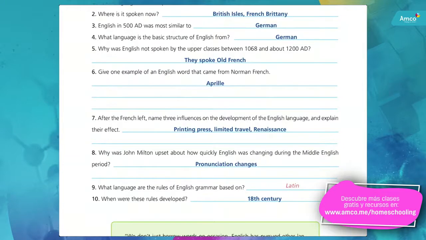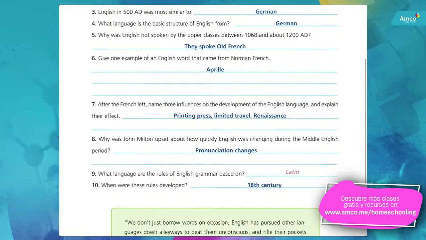The printing press, limited travel, and Renaissance were highly influential in the development of the English language. Now, John Milton was very worried about pronunciation changes. He was a poet, so he was worried that his rhymes might not be so rhymey anymore. And finally, for the unanswered question number 10, when were these rules developed? That would be in the 18th century. So that wasn't too far off, maybe about 300 years ago, possibly.